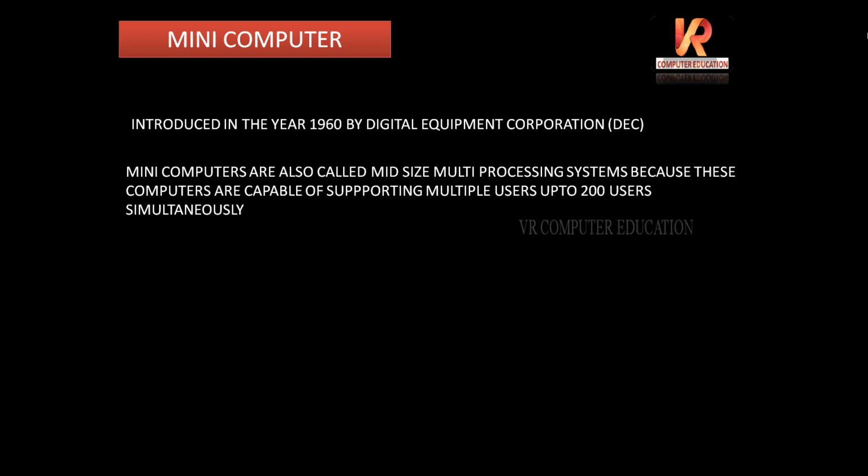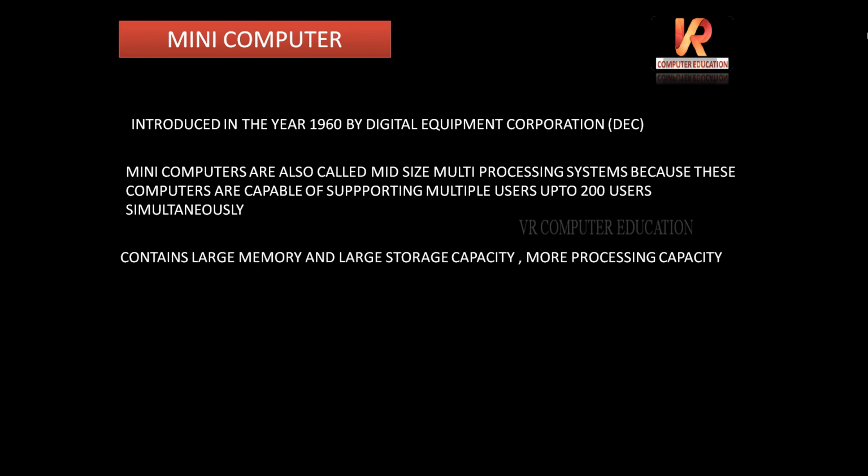They are also called what? Mid-size multi-processing systems. Multiple tasks they will perform, but the size is mid-size. Next, they contain large memory and large storage capacity, more processing capacity. Suppose a microcomputer performs 10 instructions per second, then this mini computer will perform 20 instructions per second, double, like that. Next, these are used as web servers, database servers, or gaming servers, etc.